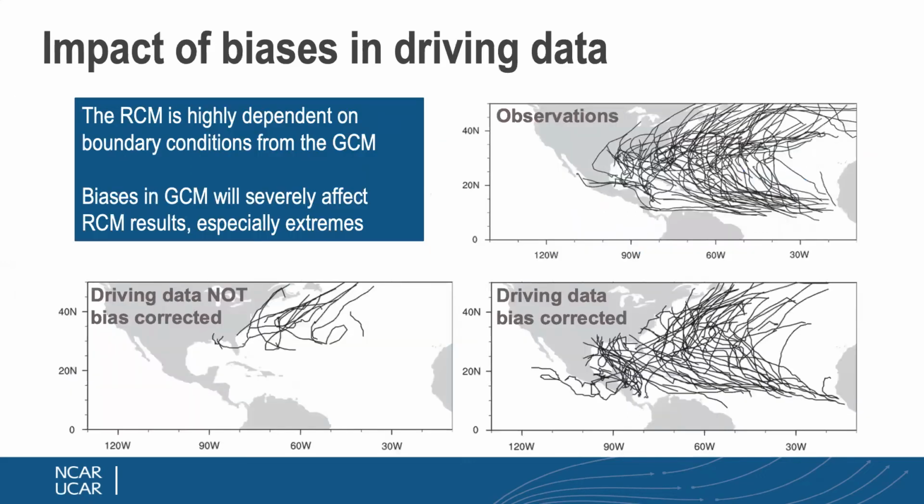The impact of that specifically for tropical storms is shown in this picture. At the top, I'm showing you tropical storms from the observations. And on the bottom, on the left-hand side, I'm showing you a regional climate simulation where we did not bias correct, and on the right where we did bias correct. You can see the very big impact it has on tropical storm genesis. So how do you bias correct to prevent this type of problem?